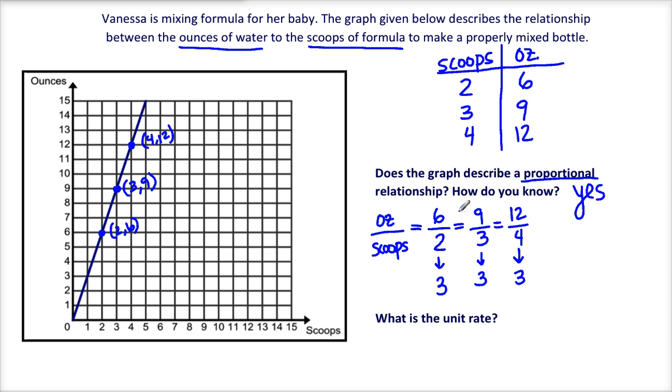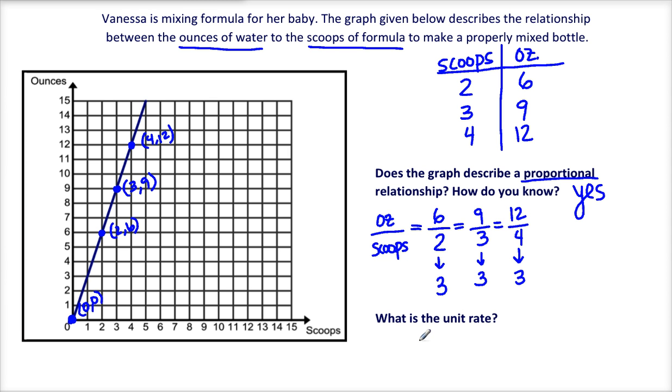Another hint for you when you're looking at a graph is a proportional relationship is always a straight line when you graph it that starts at the point 0, 0. So you can check it with your ratios and then make sure that your graph is a straight line that starts at 0, 0, and that is a proportional relationship.